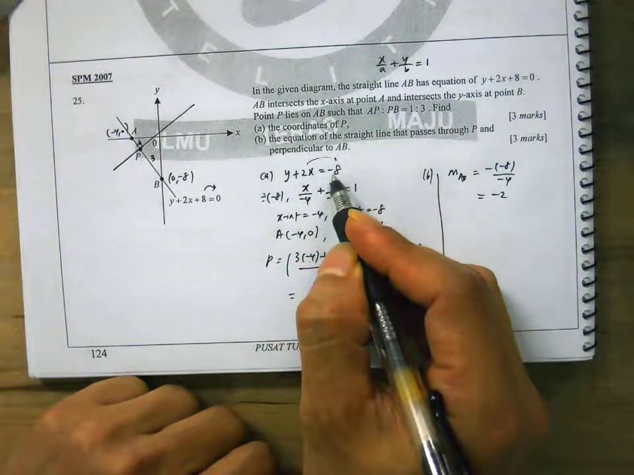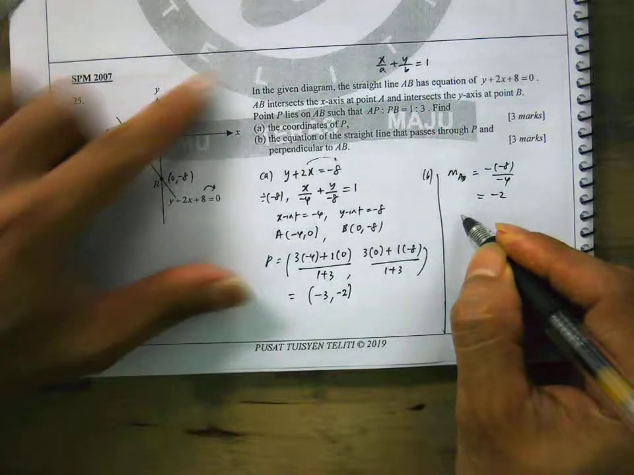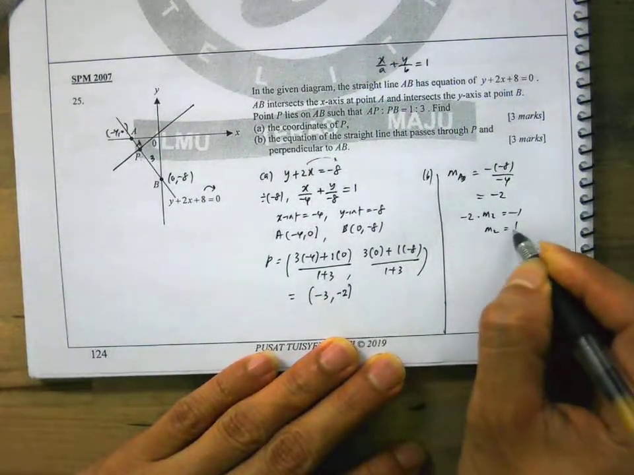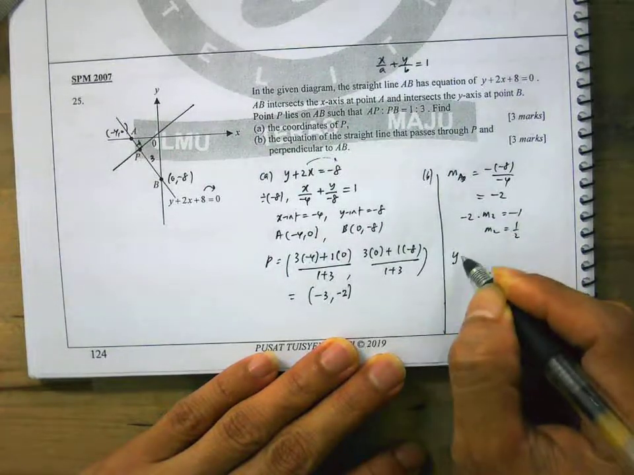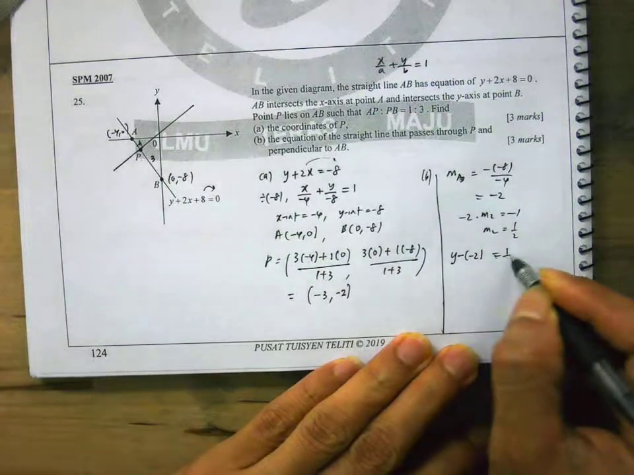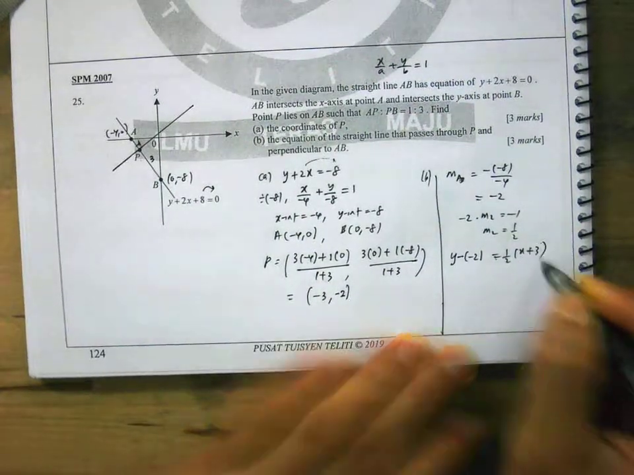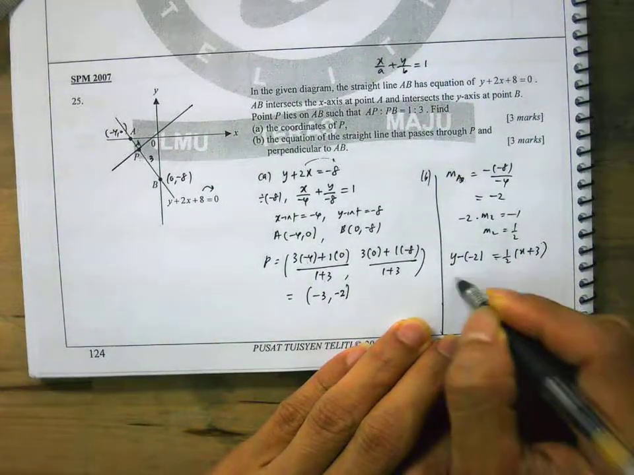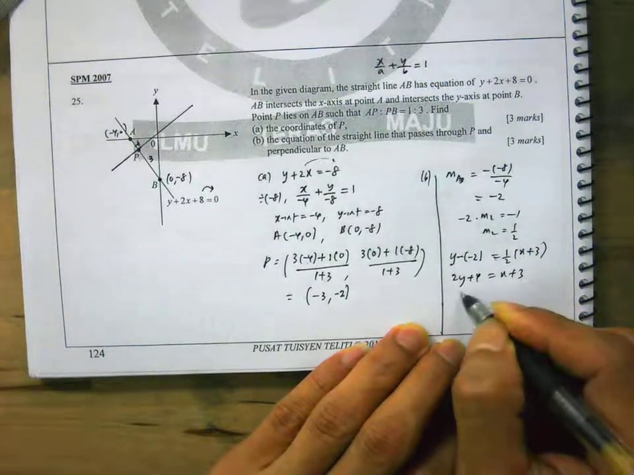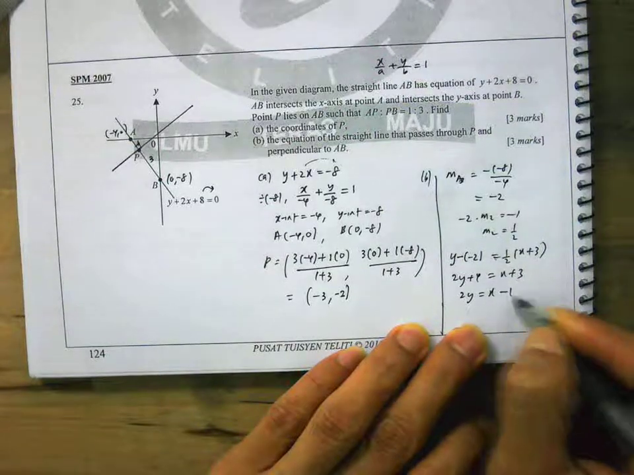So m1 times m2 is -1. My m2 is now 1/2. To form the equation of the straight line, remember we use y minus y1 equals m times x minus x1. This is your y1 now, because it passes through P. My x1 is -3. So I like to times this over. 2y plus 4 is x plus 3. 2y is x minus 1. Yeah, I can stop here.